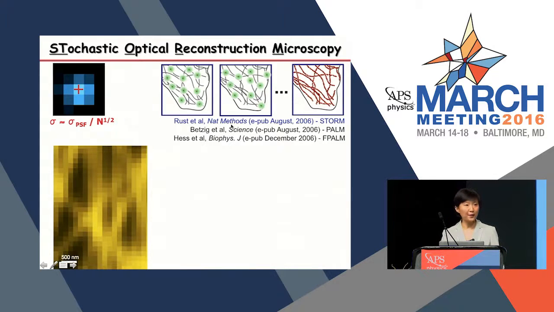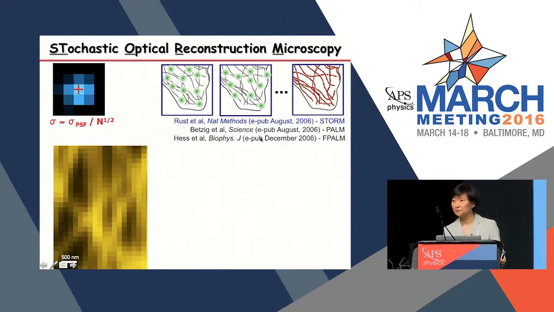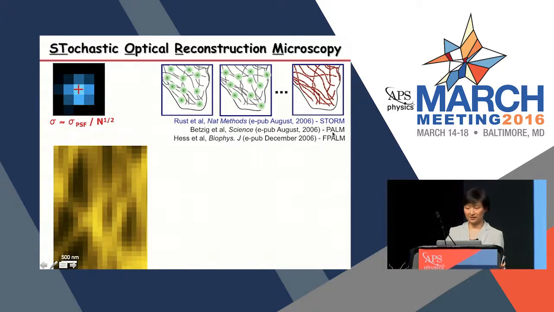Now, there was also a parallel independent development by Eric Betzig, Harald Hess, and Jennifer Lippincott-Schwartz, who implemented their approach with photoactivatable fluorescent proteins and called it photoactivation localization microscopy, better known as PALM. I'm not sure I got all the words right. And then Samuel Hess also called a similar approach FPALM.